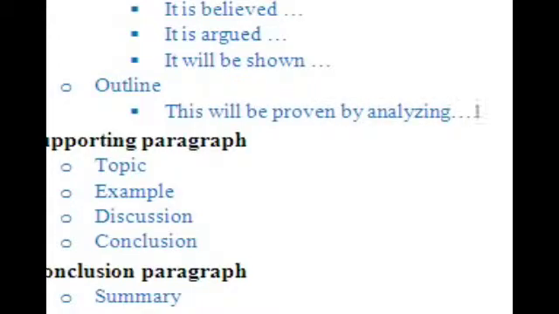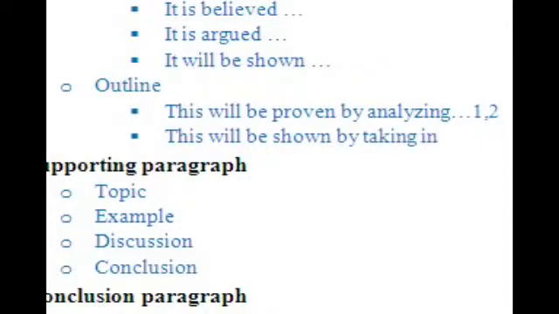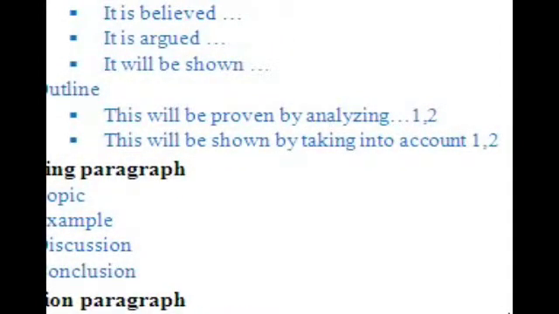Now finally, when you get to your outline sentence, this is where you want to bring up two points that will support your thesis. So we might start this sentence by saying something like, "this will be proven by analyzing," and then we'd go on to state point number 1 and point number 2. So this will be proven by analyzing this and this, or "this will be shown by taking into account." This will be shown by taking into account, and then again 1 and 2. So this will be shown by taking into account this and this.